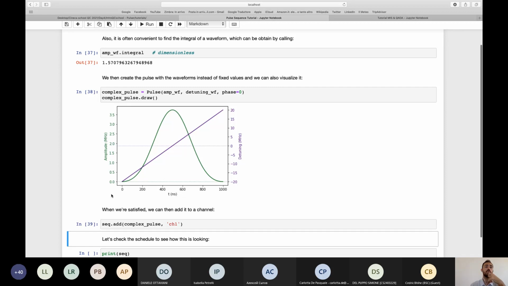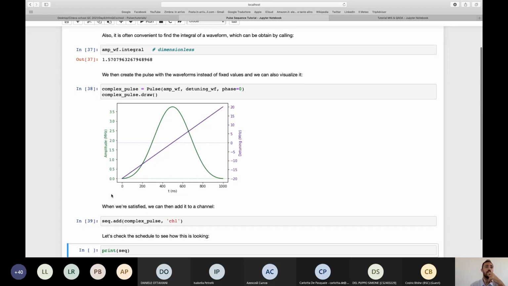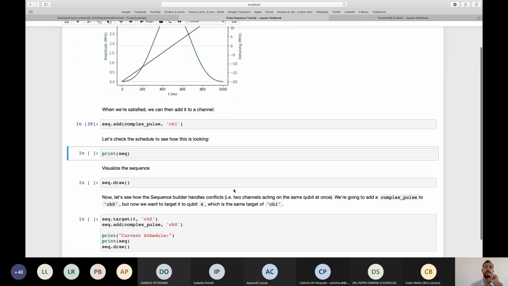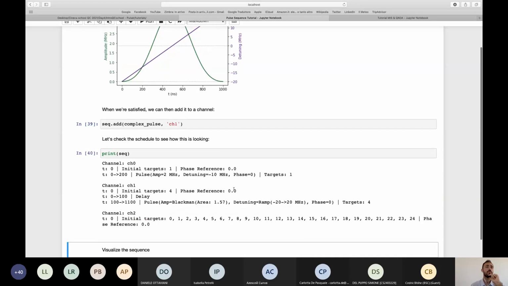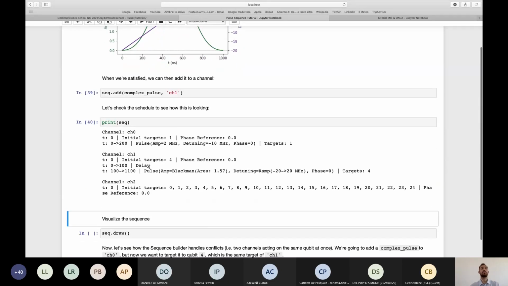And we can add it to channel 1. Oh, now we can do the print sequence to see what's going on. So basically, what I've done so far is the following.